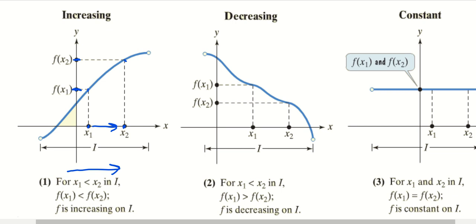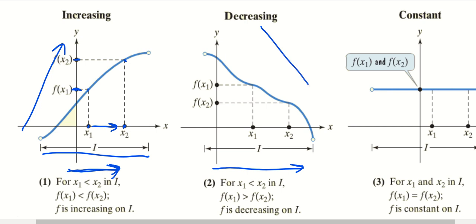Okay. Intuitively, it's pretty easy. Simply put, if you're reading a graph going from left to right, if the graph is moving in an upwards direction, as this one is, then the graph is increasing on that interval. Similarly, if you read a graph going from left to right, if the graph is moving in a downwards direction, then the graph is said to be decreasing on that interval.